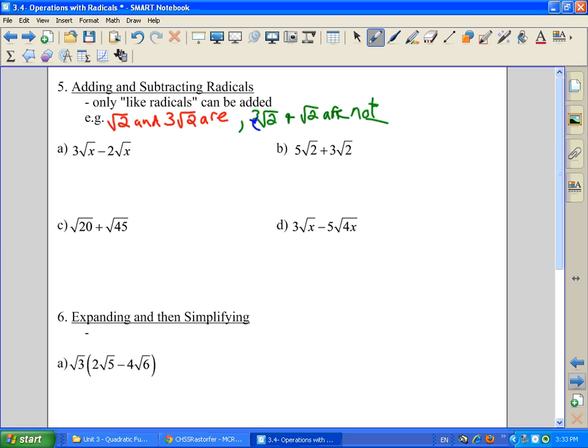So basically what you need to do is take a look at how we do this. What we're going to do is add the coefficients and leave the radicals the same. Just pretend that the root 2 or whatever is an x. It's just like collecting like terms. So the rule is to add the coefficients and leave the radical the same.